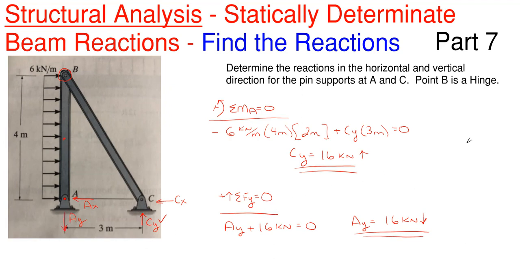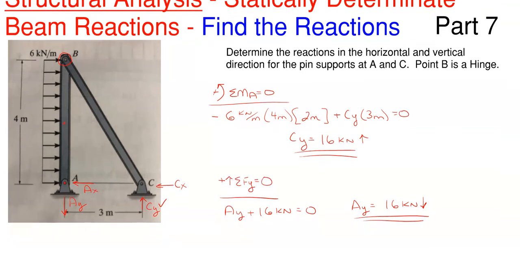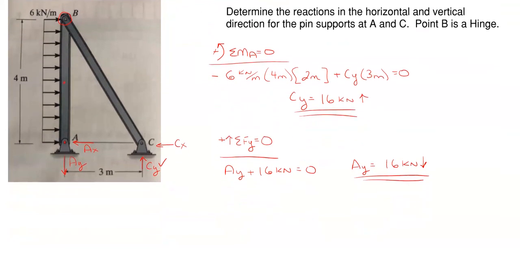So I have 2 of my reactions already solved, and then I just need to find my other 2, A sub X and C sub X. I can't really solve for these as shown. I can't sum moments because they're both going to show up in a moment equation. If I sum about B, they're both going to cancel, and the same if I sum about A or C as shown up here. And I can't really sum forces in the X direction because, once again, there are 2 unknowns.